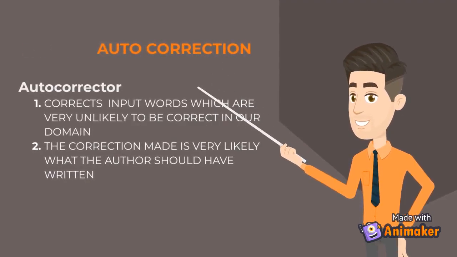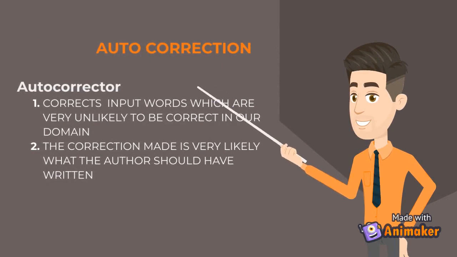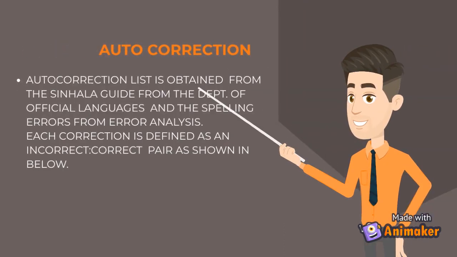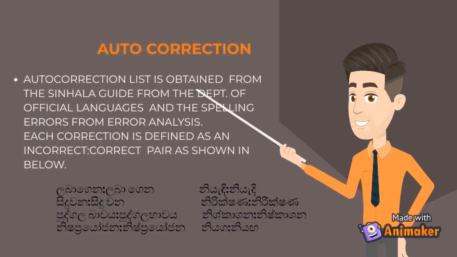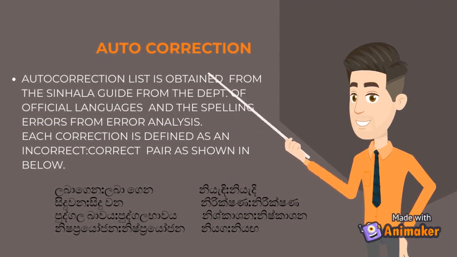The autocorrection module corrects input words which are very unlikely to be correct in our domain. The correction made is very likely what the author should have written. Using the Sinhala guide from the Department of Official Languages and the spelling errors from the error analysis, each correction is defined as an incorrect-correct pair, as shown below.